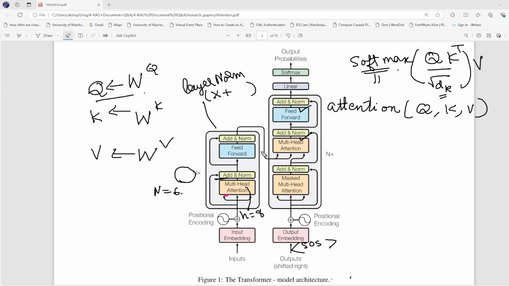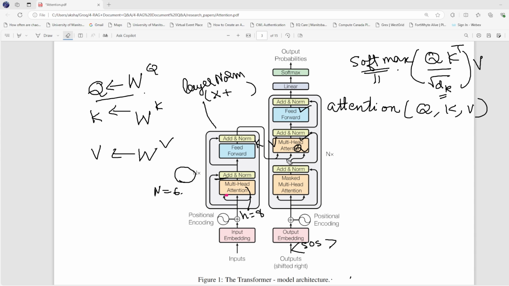Okay, so now the interesting thing here is that you have two connections coming from the encoder, and one connection coming from the previous layer of the decoder part, right? So what happens here is that you will have keys and values coming from the previous encoder, and then you will have queries coming from the previous layer in the decoder part. Now this is clear, right? So you have these keys and values from the encoder.